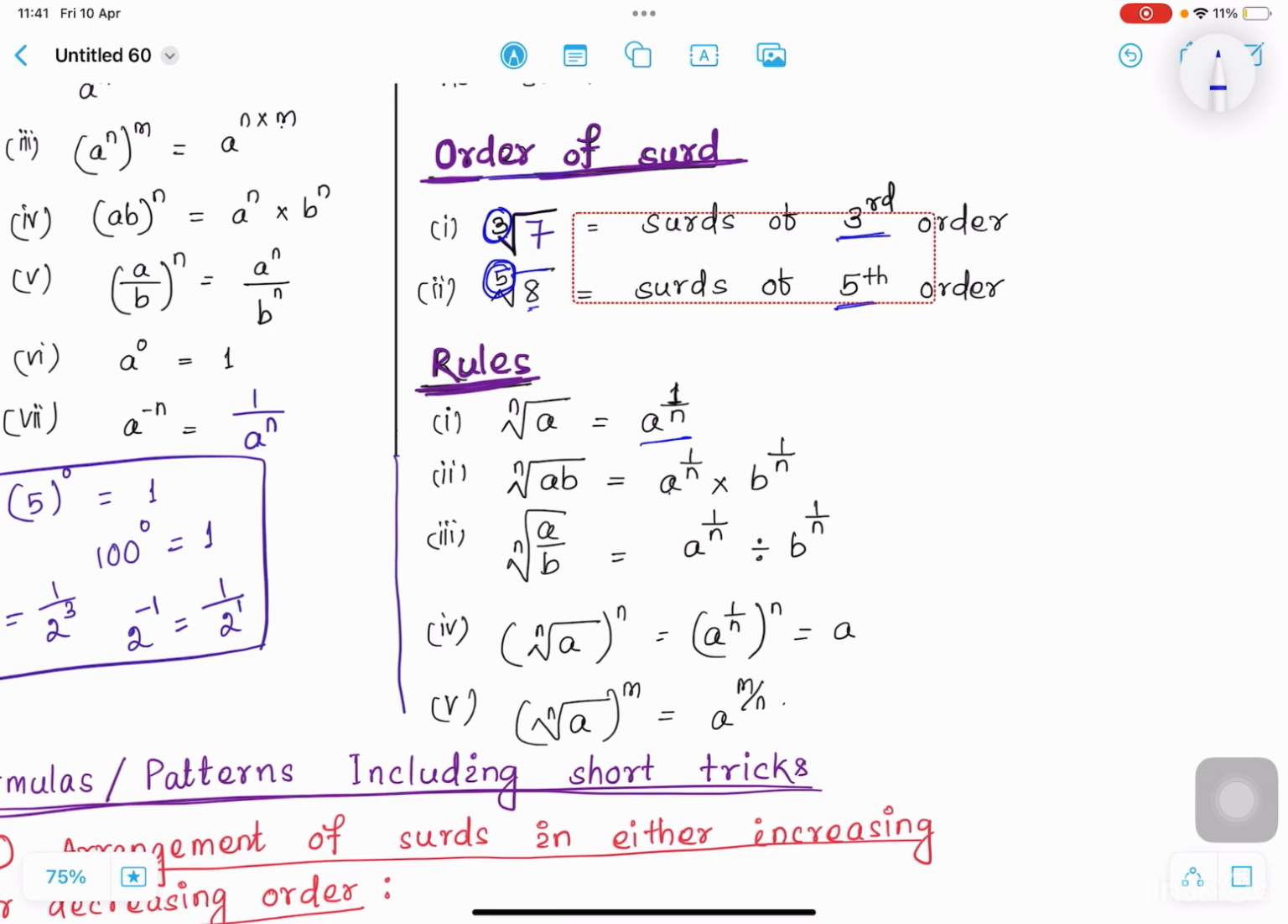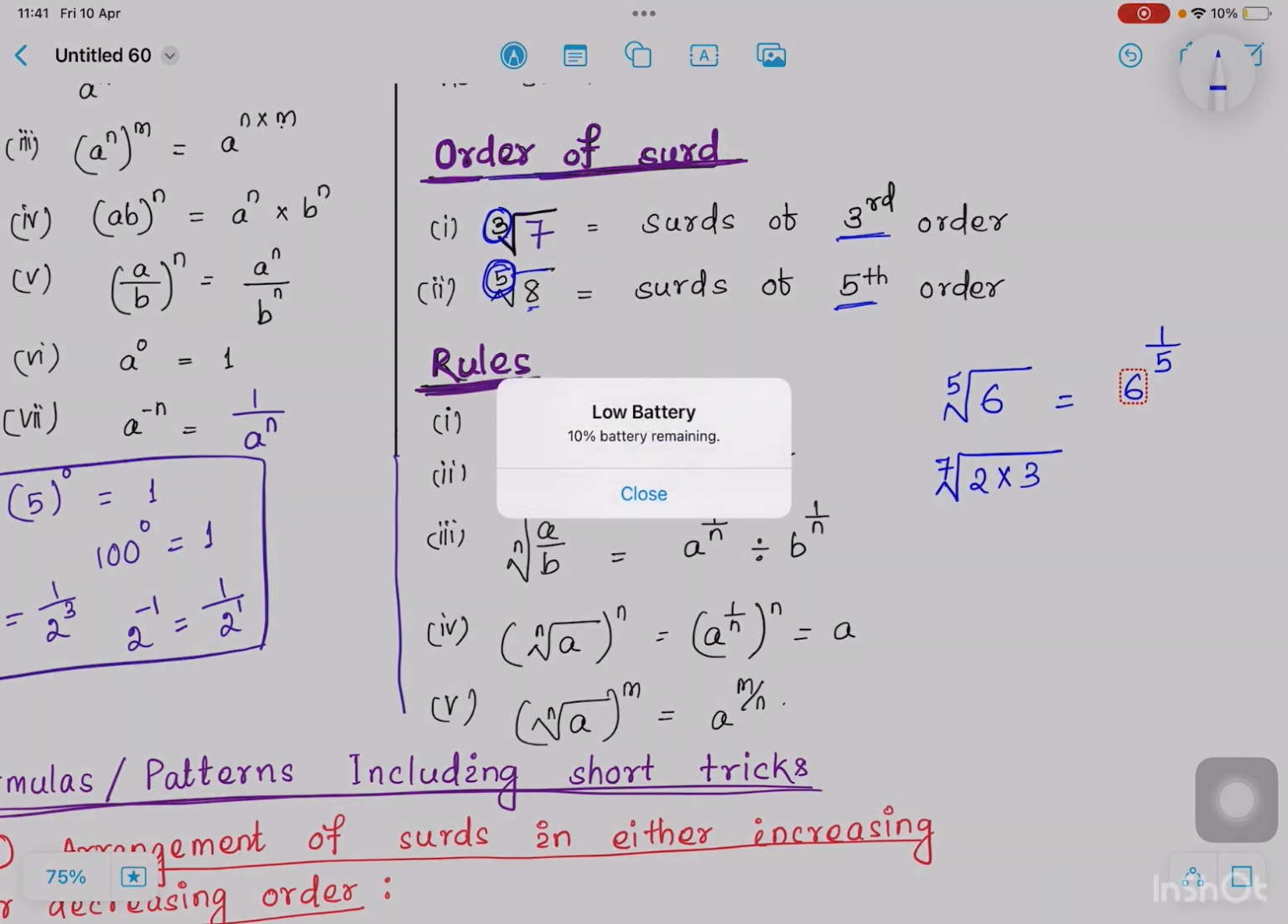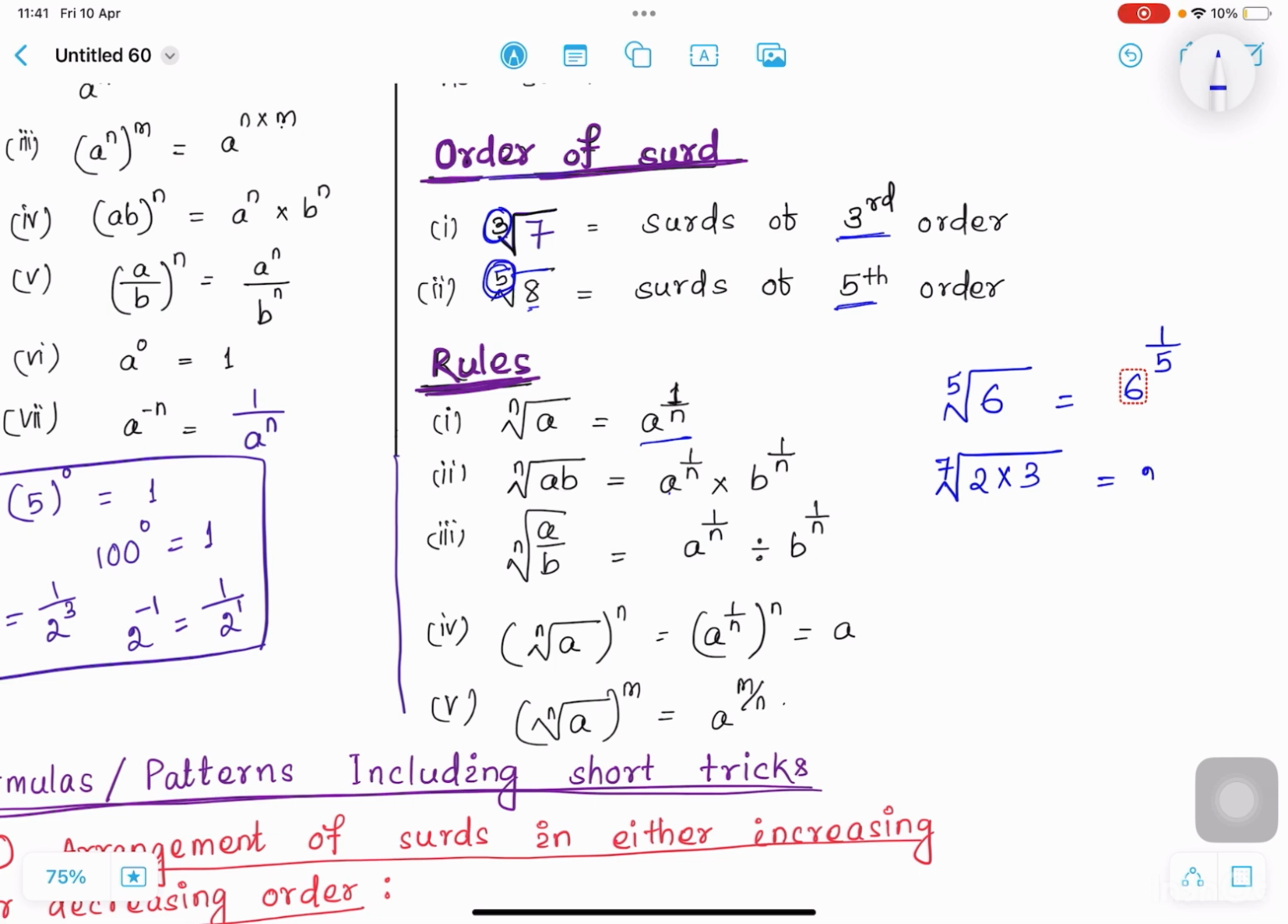Likewise, if a n-th root, so a to the power 1 by n. Suppose I am writing the fifth root of 6, then I can write 6 to the power 1 by 5. For the n-th root of ab, we can write a to the power 1 by n into b to the power 1 by n. Suppose I am writing 2 into 3 and here I am writing 7, then I can write 2 to the power 1 by 7 into 3 to the power 1 by 7.